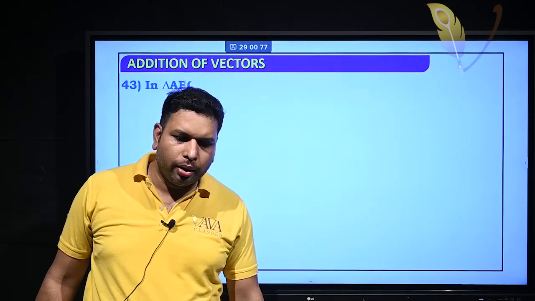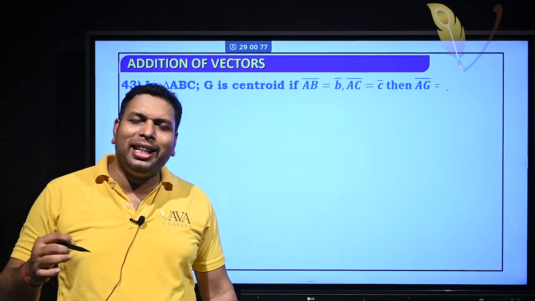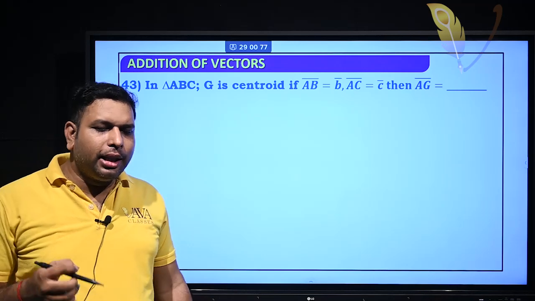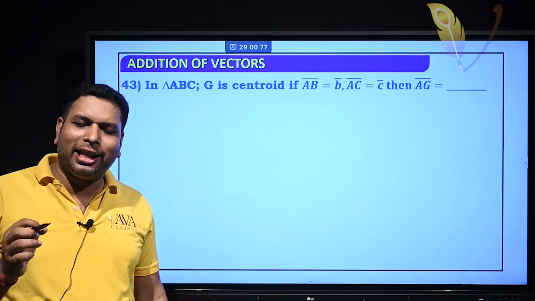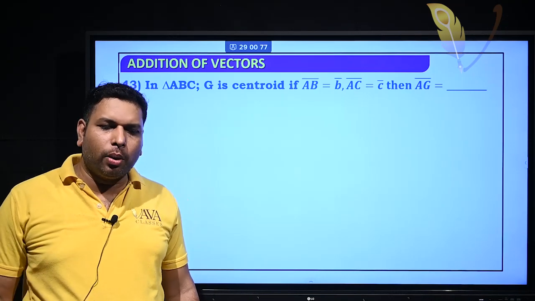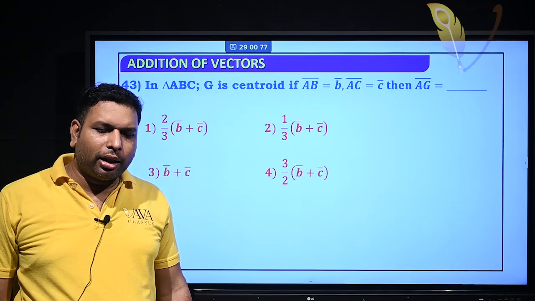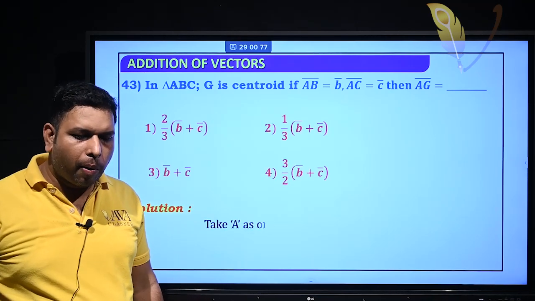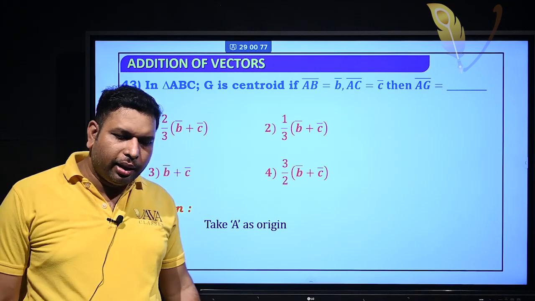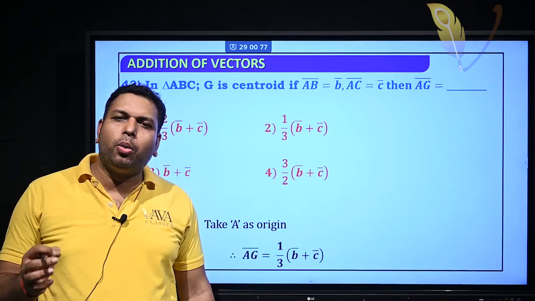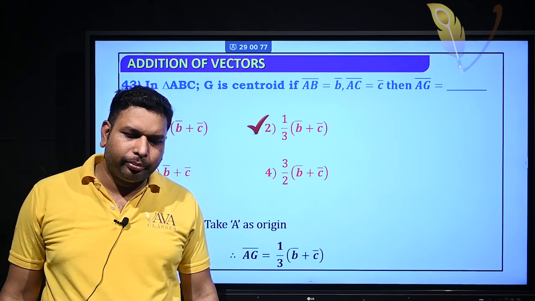Okay. In triangle ABC, G is the centroid. If AB equals b, AC equals c, then AG equals. These are the options, friends. Now solution. Take A as origin, AG equals 1 by 3 (b plus c).